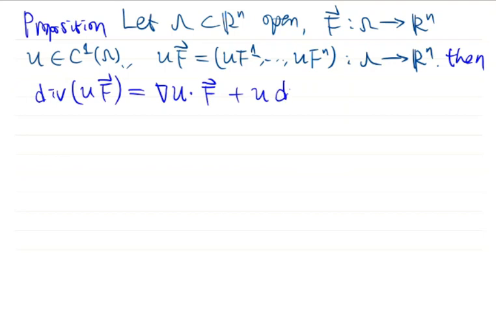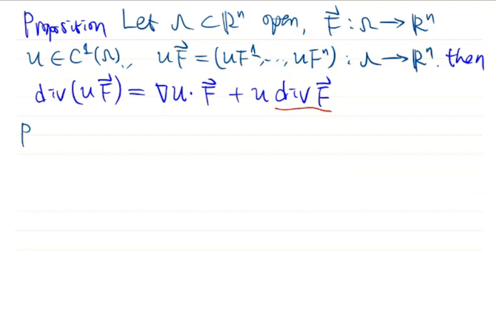u times the divergence of F. The divergence of F is a scalar, a number. Therefore, multiplying by u, it is also a number. So the right hand side is the sum of two numbers. So this is the formula I want to show you. We use this in our proof of the change of variable formula, and we will also need this formula for the questions in our later examples. Therefore, I take this time to give a proof of this.